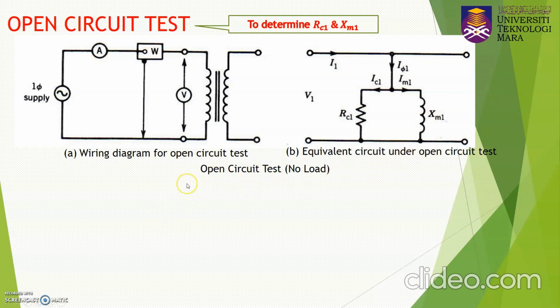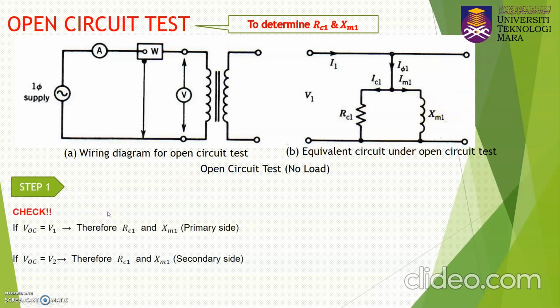In order to determine the values of RC1 and XM1 for the open circuit test, there are two steps that you need to follow. Step number 1, you need to check if the open circuit voltage is equal to V1. If the open circuit voltage is equal to V1, then the values of RC1 and XM1 that you determine are referred to the primary side.